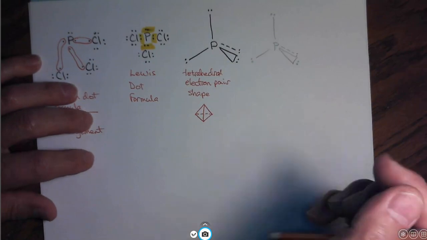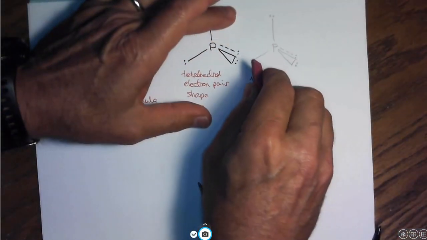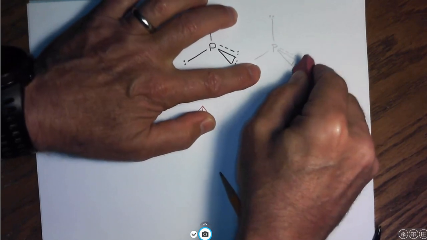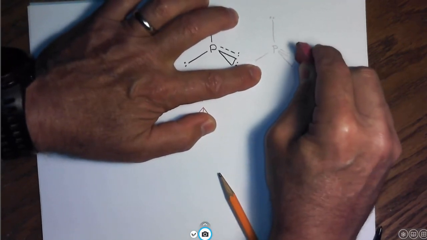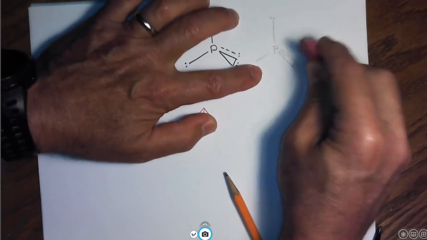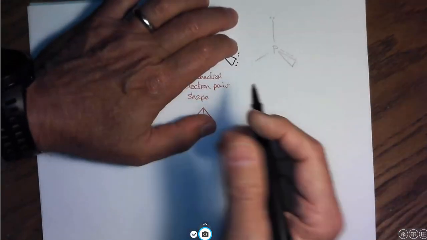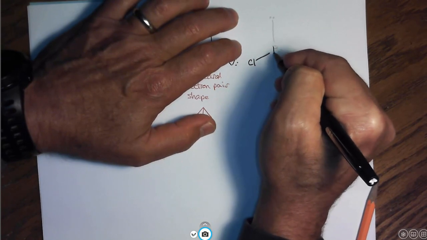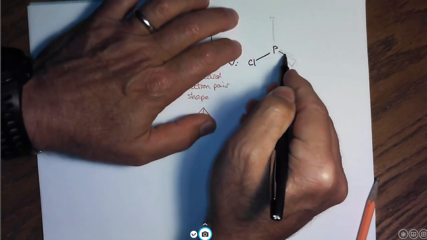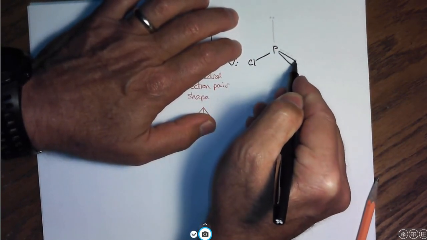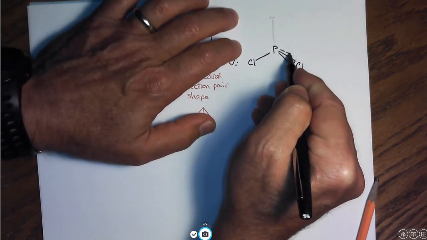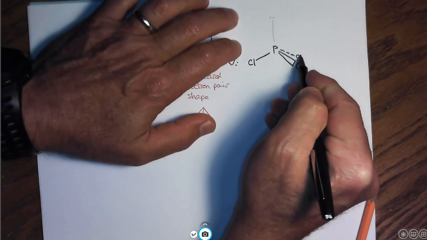So I'm going to choose to put a chlorine over on this corner right here, and one on the corner that comes out toward you, and one on the corner that goes back behind the paper here. So I'm going to have a chlorine here, and a chlorine out here on the front of this, and on this part that's going back behind, we're going to have a chlorine back here.